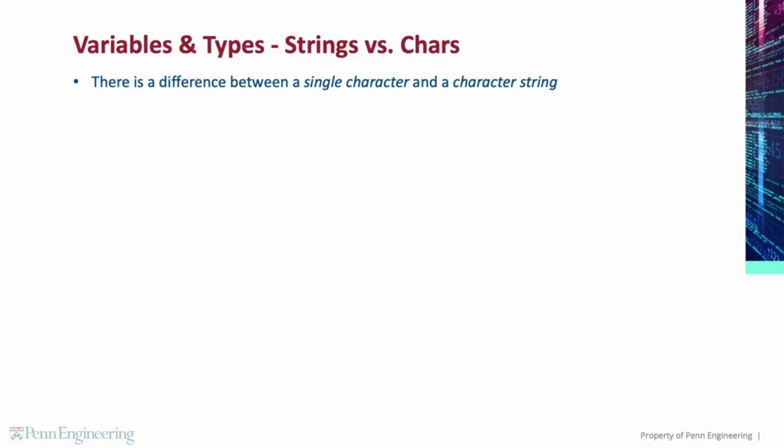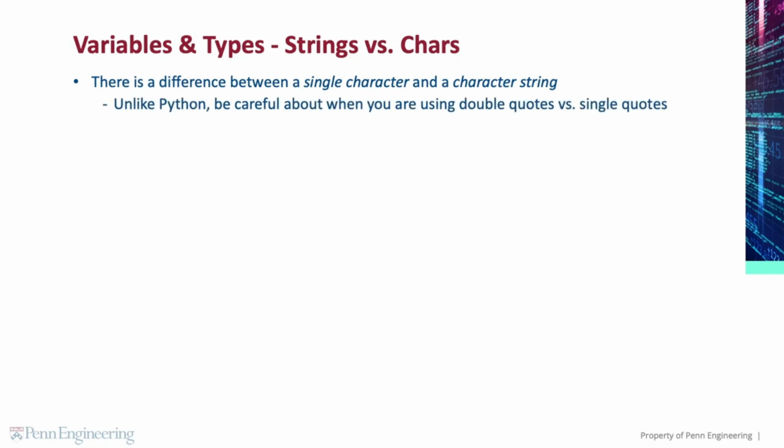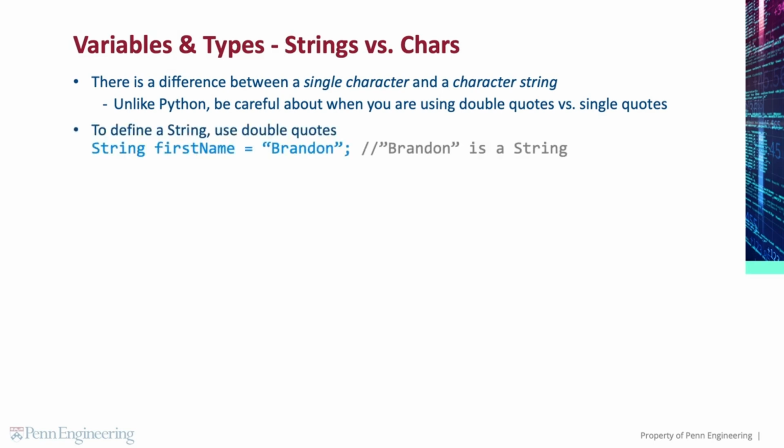In Java, there's a difference between a single character and a character string. Unlike Python, be careful about when you're using double quotes versus single quotes. To define a string, we use double quotes. Here, Brandon is a string. To define a char, use single quotes. Here, A is a char.